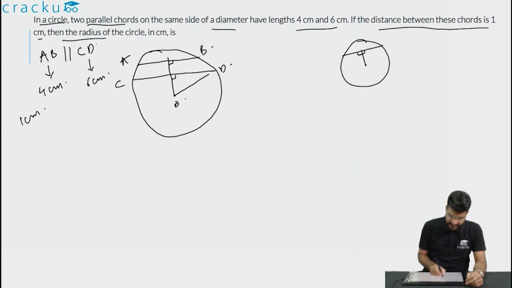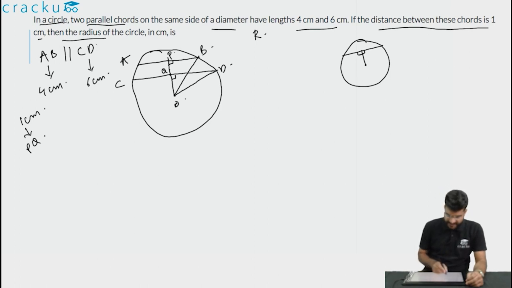Now we know that OD is equal to the radius. We also know that OB is equal to the radius. Let the radius be equal to R. Now let the midpoints of both the chords be P and Q. We are given that this 1 centimeter is equal to the length of PQ.